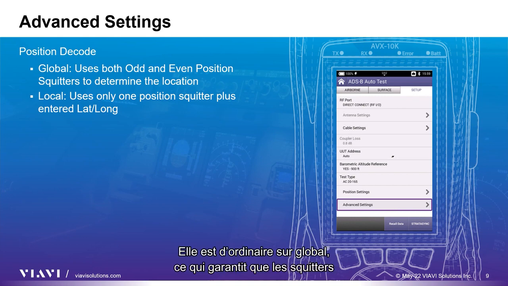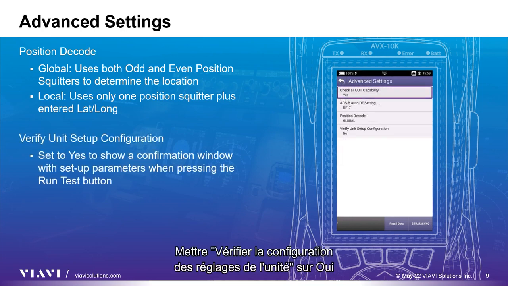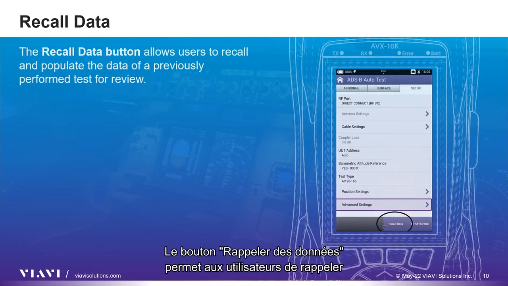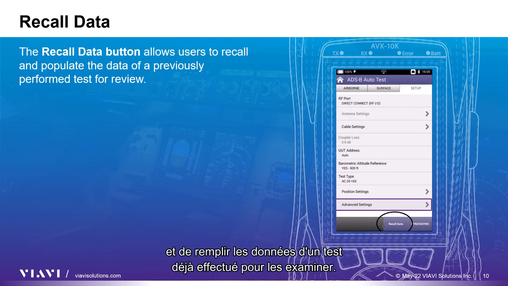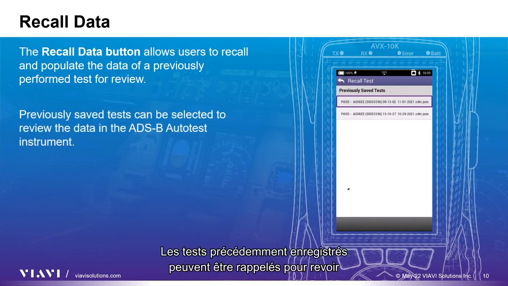The position decode option has two choices, global and local. Typically this is always set to global, which ensures both odd and even position squitters are used to determine your location, and best represents the actual position determination. The local option uses only one position squitter, plus the latitude and longitude entered to help determine the aircraft's reported position. Setting Verify Unit Setup Configuration to Yes tells the AVX-10K to display a pop-up window after hitting the Run Test button and prior to running the test to verify setup parameters. The Recall Data button allows users to recall and populate the data of a previously performed test for review. Previously saved tests can be selected to review the data in the ADSB Auto instrument.